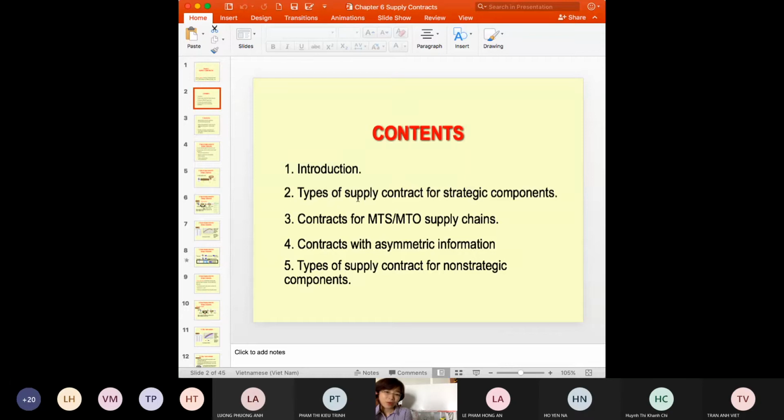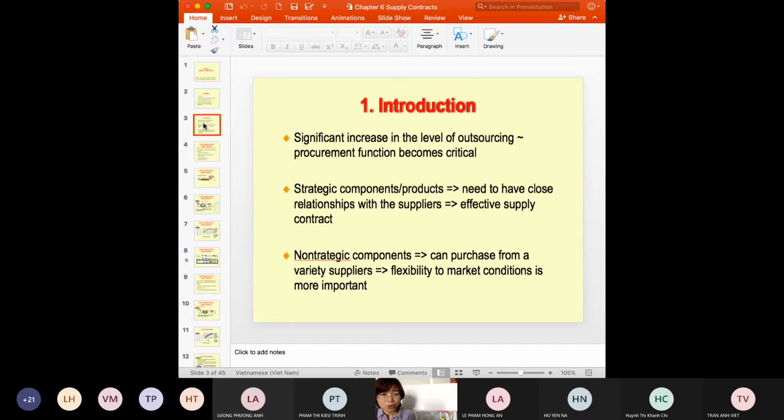For today's lesson, we focus on an introduction to the supply contract: what type of contract for strategic component, contract for MTS and MTO supply chain, contract with asymmetric information, and type of contract for non-strategic component. So we will go one by one. First of all, I will introduce what supply contracts are and why we need to use them.